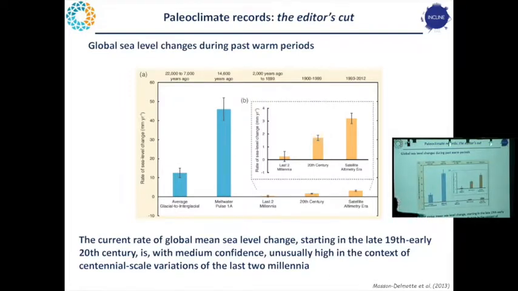So the current rate of global mean sea level change, starting in the late 19th, early 20th century, is, with medium confidence, unusually high in the context of centennial scale variations of the last 2 millennia, but very low if compared to other periods in the geological history.